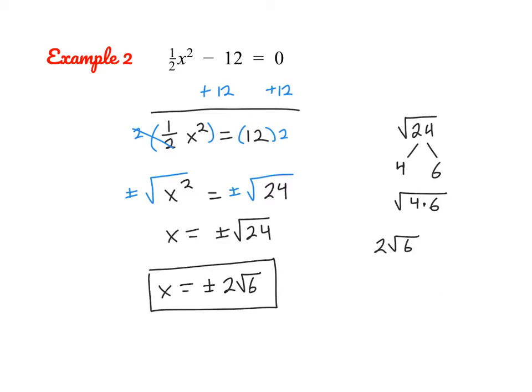Again, we can write this as positive 2 root 6, negative 2 root 6, or we can leave our answer like this. As long as you have that plus or minus and you understand that there are two answers to this equation.